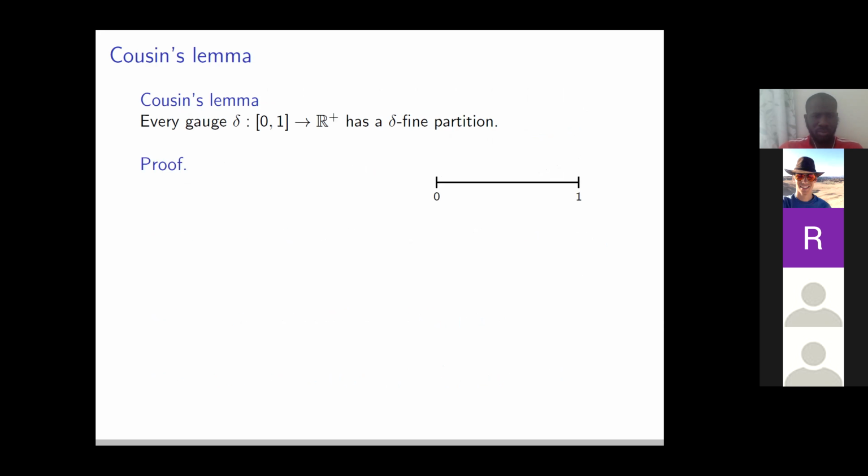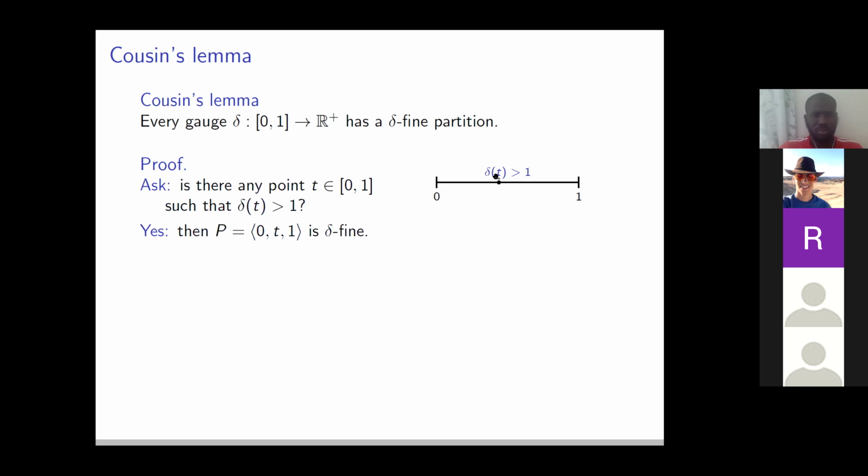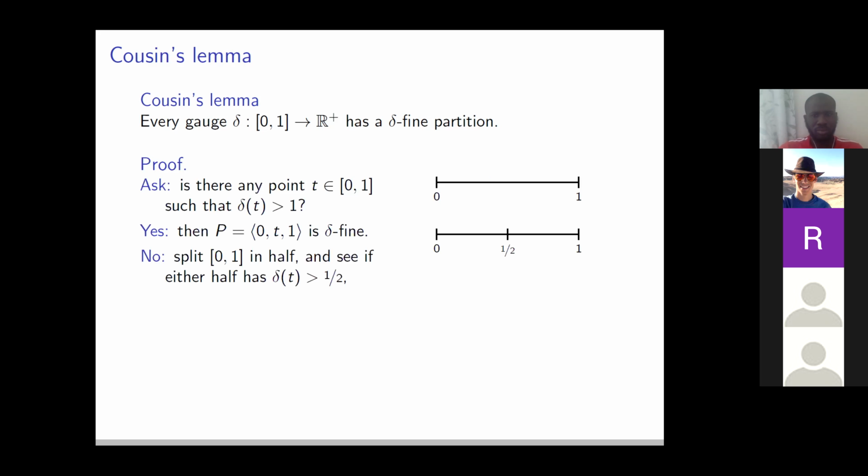We start with the unit interval, and we want to ask, is there a point in here where the gauge is greater than 1? If there is such a point, we've found a delta fine partition, because this point is going to cover the whole interval, so we're done. If not, we split up the interval and ask, does each half have a point where the gauge is greater than a half? If yes, we're done on this bit. If not, then we split it up again.